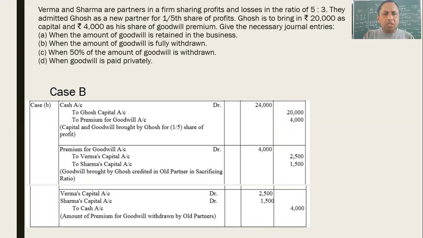is brought in cash. So the next is premium for goodwill account debited to Verma capital to Sharma capital. So the premium for goodwill is 4,000 and the Verma capital is 2,500 and Sharma capital is 1,500. And the next entry of the cash withdrawn for goodwill is Verma capital account debited, Sharma capital account debited to cash account, 2,500, 1,500 and 4,000. Amount of premium for goodwill withdrawn by old partners.